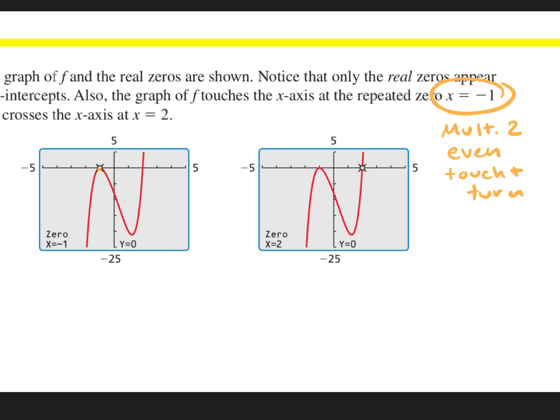So notice how at -1, we touched and turned at that point. How many x is equal to 2's did we have? 1. So my multiplicity was 1. Is 1 even or odd? Odd. So do I go through or touch and turn? I go through. So at 2, I went through the x-axis, because it was x is equal to 2. The only time you touch the x-axis is at the real zeros. The imaginary ones don't count. Don't do anything with them.